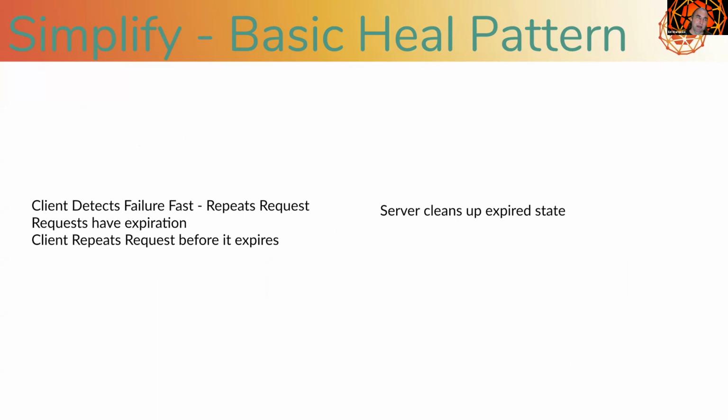Essentially this basic pattern becomes whatever client in the system you have: it detects failure fast and it repeats the request. If all the requests have expirations and the client repeats the request before it expires, it becomes literally impossible for the server to tell the difference between a refresh of a request and a heal request. And then the server just needs to eventually clean up any expired state that it's accumulated, whether that's a connection for a vWire or a registration in the network service registry.